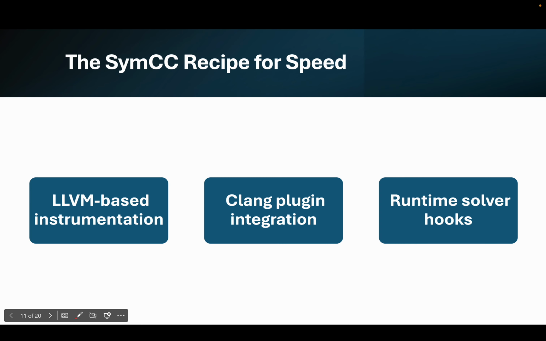Here's how it works in practice. The SymCC team built a Clang plugin that modifies the IR of the program at every branch instruction, like if statements or loop conditions. SymCC inserts a small snippet of code that logs the constraint to a symbolic state. For example, if x is greater than 100 is an if condition, then the value 100 will be stored.